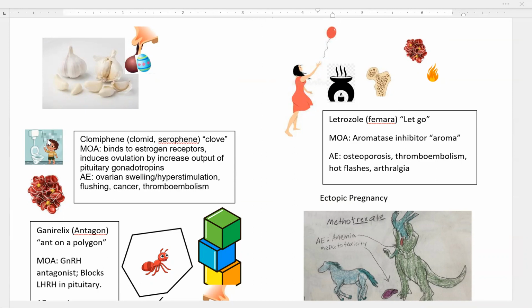Over here are just some adverse effects. So ovarian swelling, hyperstimulation, flushing. I drew a toilet for flushing. Cancer, we know that increased estrogen can cause cancer, and basically that's kind of what this is doing. It's stimulating the ovaries to produce a lot of hormones. And then along with that comes thromboembolism. So that is what this is.